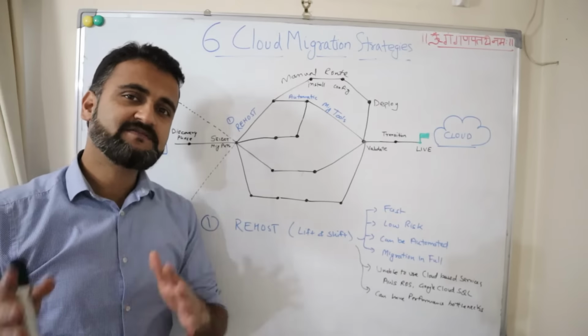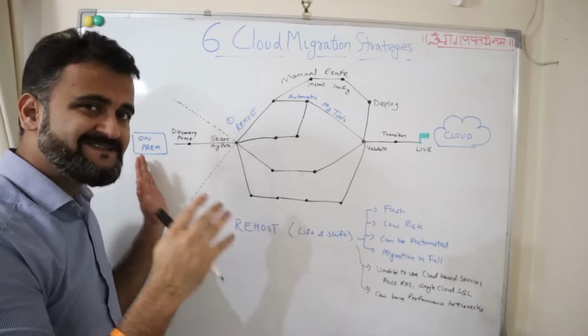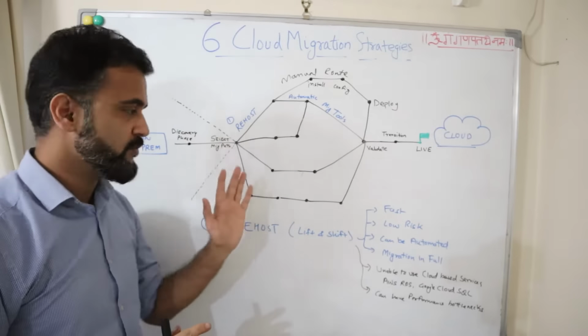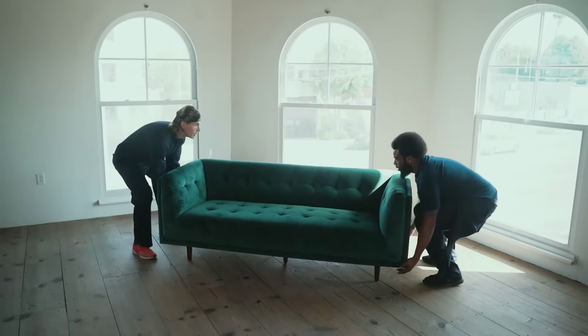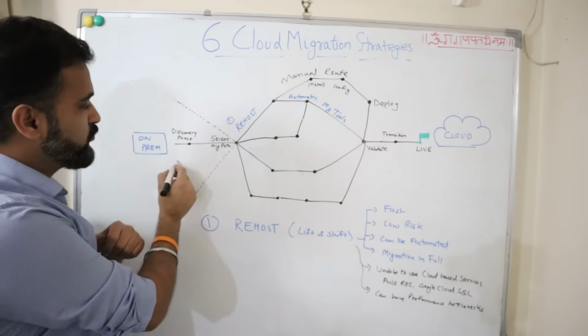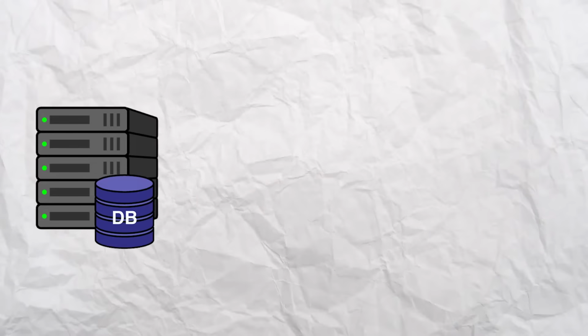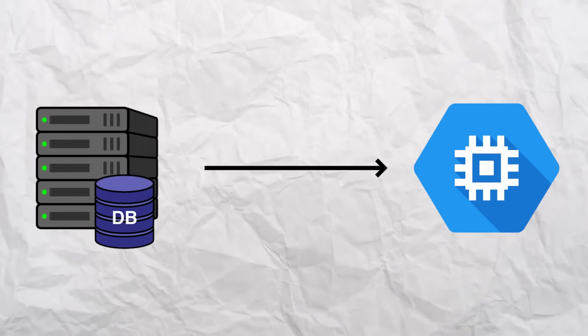So guys, the very first migration strategy is to rehost, and we also call it lift and shift. It is one of the most straightforward ways to move to the cloud. We'll talk about all the 6 strategies on this particular roadmap. So lift and shift means anything in your on-prem data center could be lifted and shifted directly to the cloud. For example, if you have your Oracle database here, you can pick it up and migrate it into a VM instance within Google Cloud.